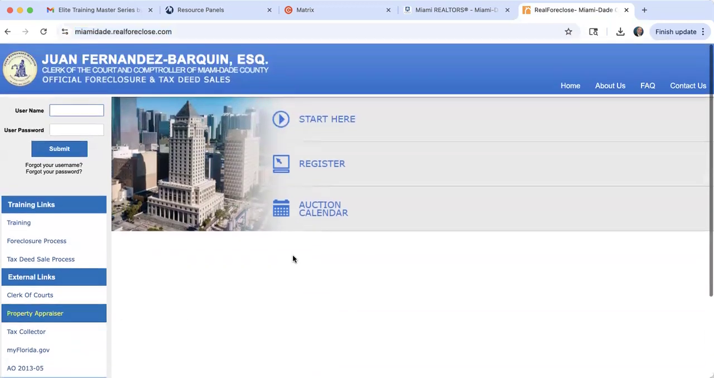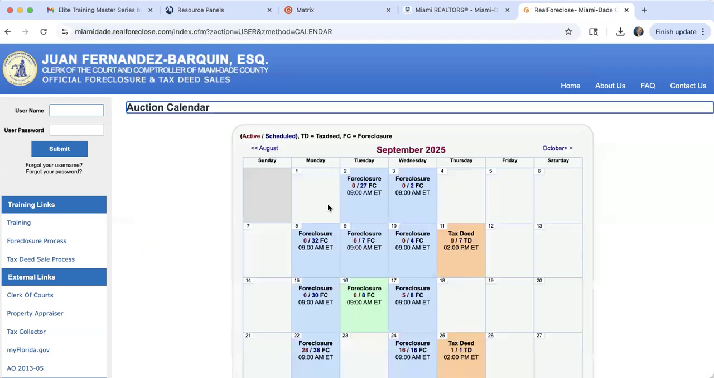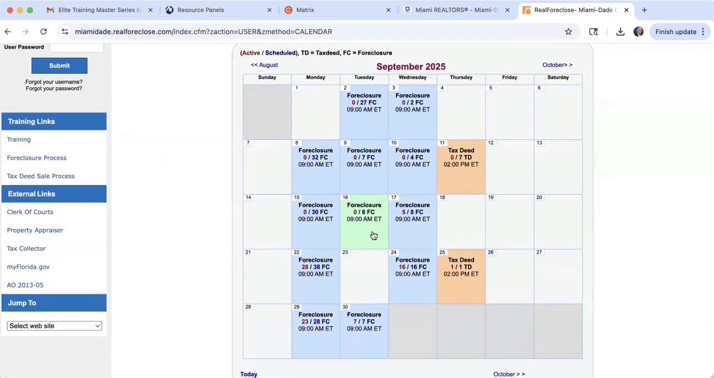I invite you to click on start here, learn more about how these auctions are performed. And then once you're ready, you're going to register your client for the auction. To look at the auction calendar, you click on the calendar right here. Today's date is the 16th. Let's go future. Let's go to the 22nd. The 22nd is this date right here.